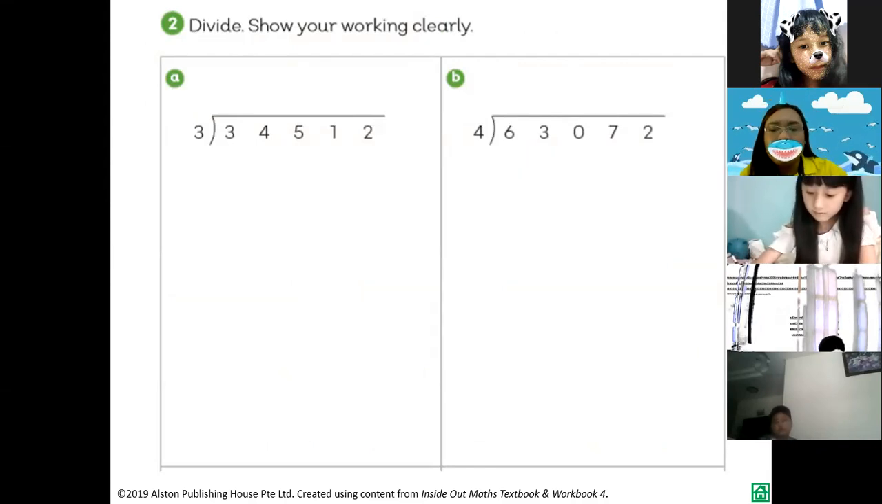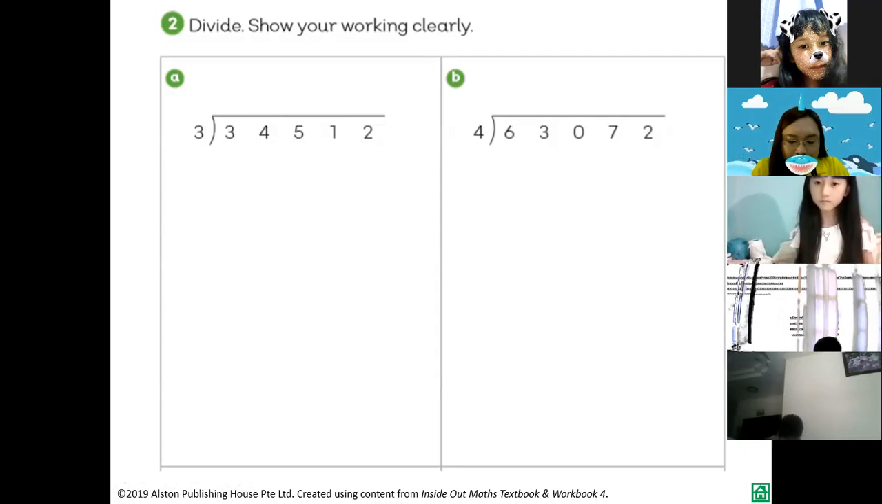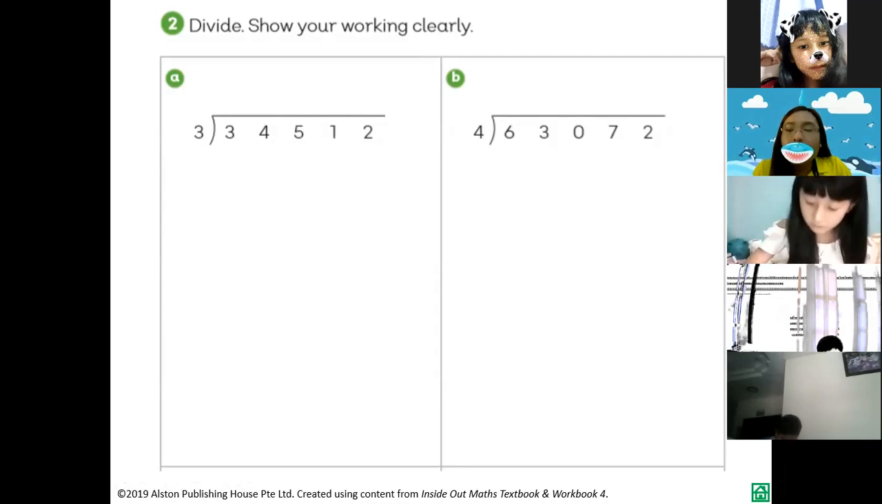Alpha, what page number is this? 55. Okay, so 55, there are 3 numbers, right? For number 2, we have A, B, C, and D. For number 3, we also have A, B, C, and D. And for number 4, we also have A, B, C, and D. And tomorrow we will check your homework. Okay?